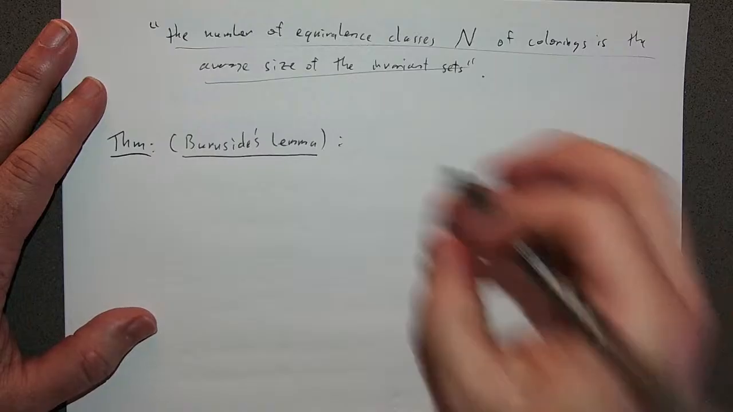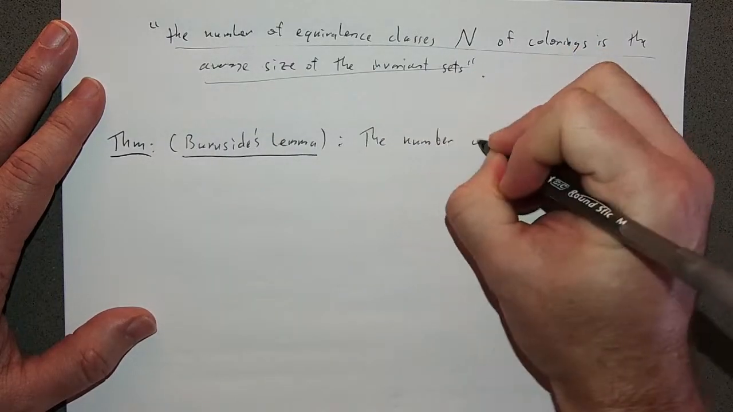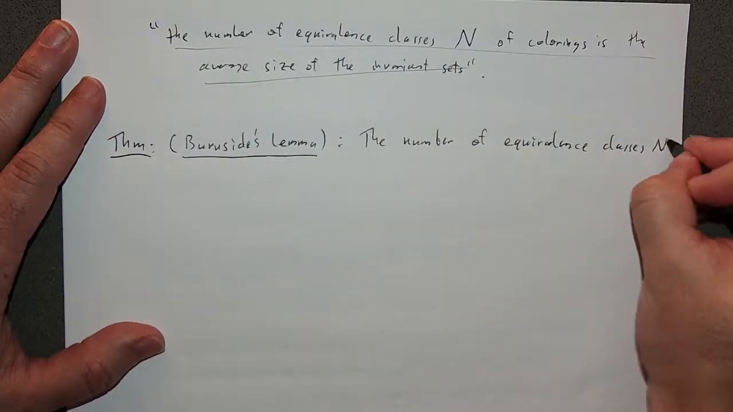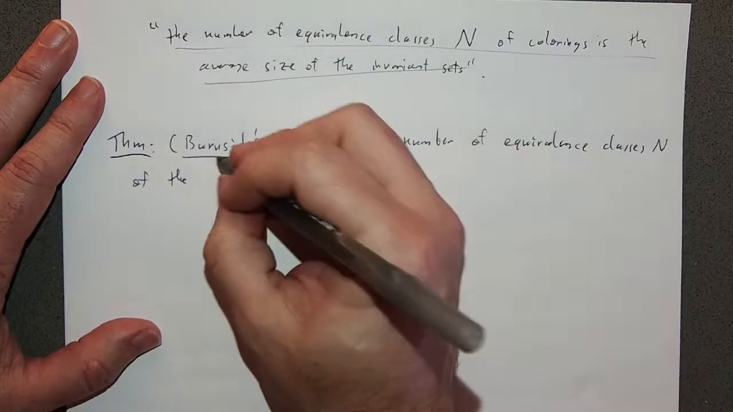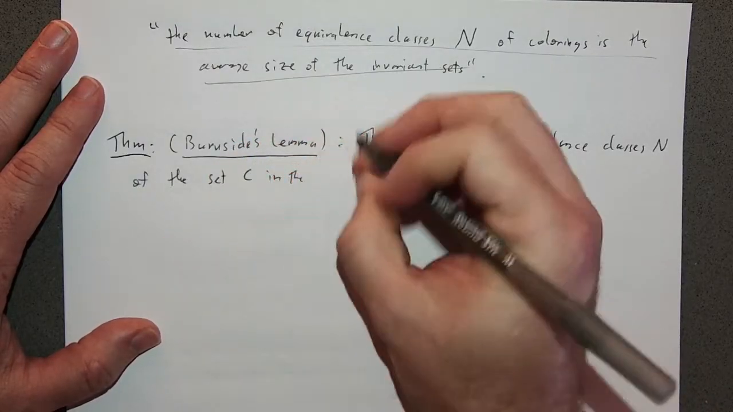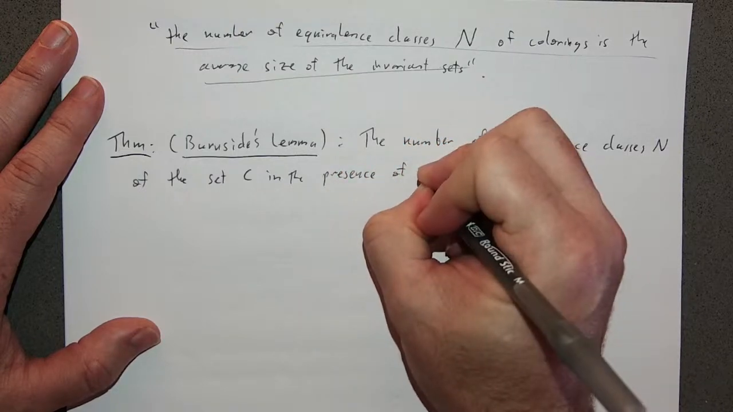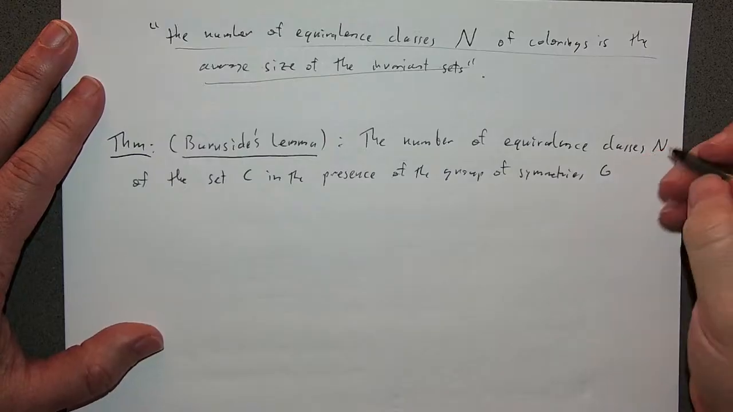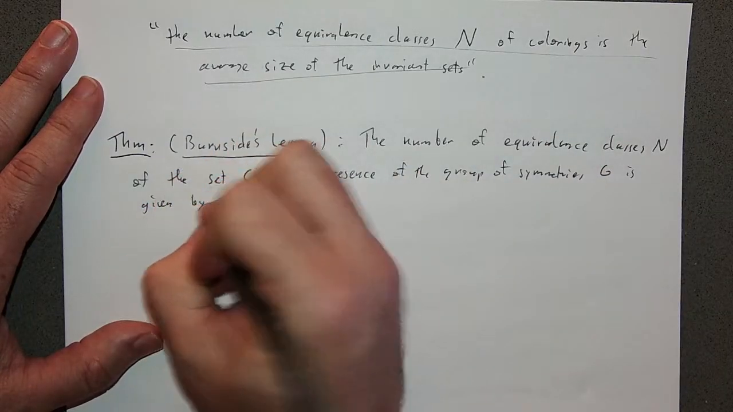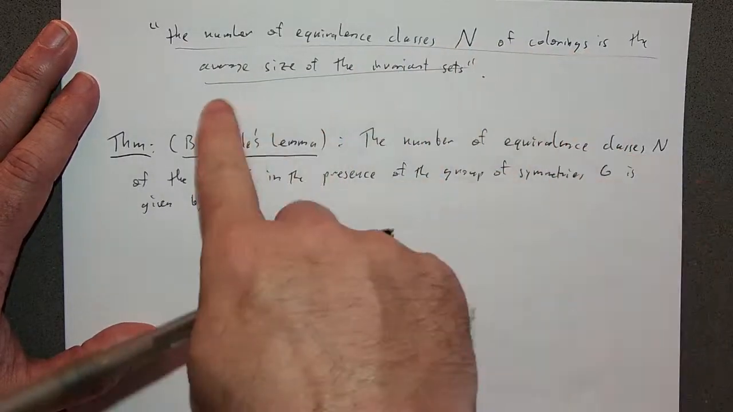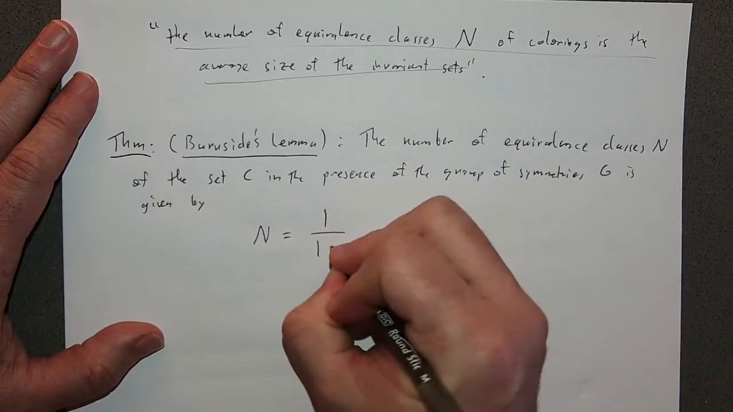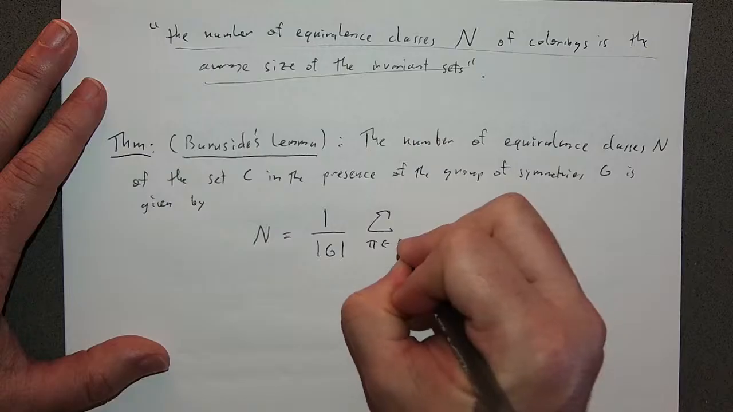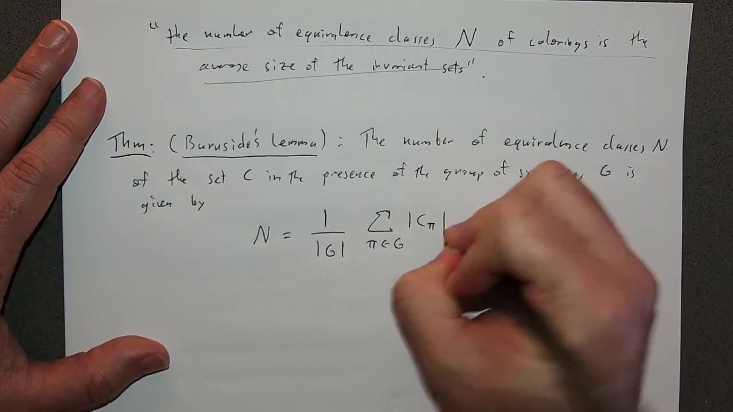Which tells us the following. The number of equivalence classes N of the set C in the presence of the group of symmetries G is given by N, which, I said that it's the average size of the invariant set, so we're averaging over elements of G. So this is 1 divided by the size of G times the sum over elements of G, which are permutations in G, of course, of the sizes of these invariant sets for the permutations.